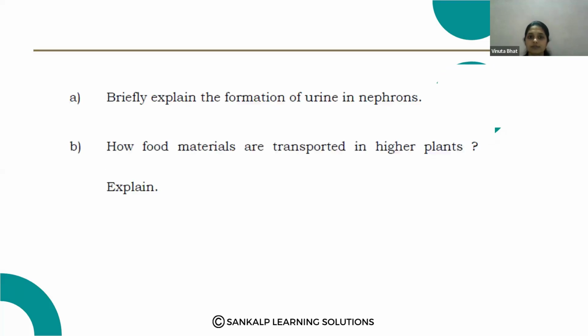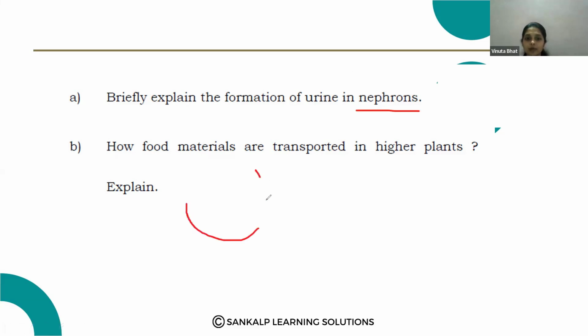Next question. Briefly explain the formation of urine in the nephrons. How are food materials transported in higher plants? Explain. Here, how food materials are transported in higher plants is the same question as how food materials are transported in phloem. Here, how urine forms in the nephrons.